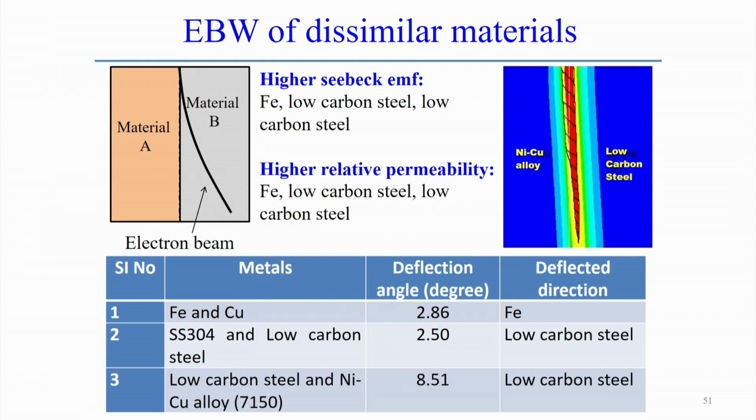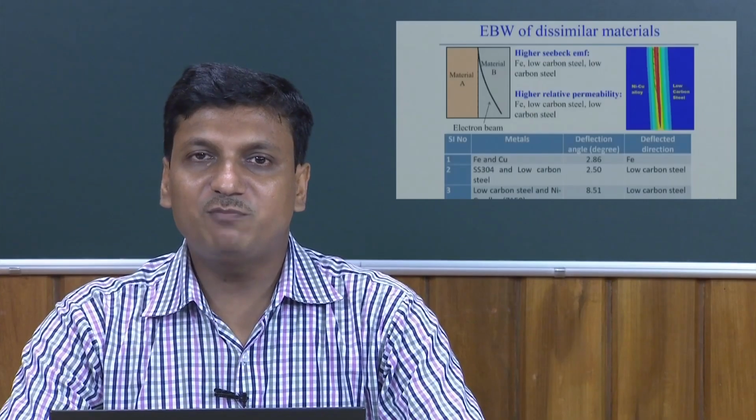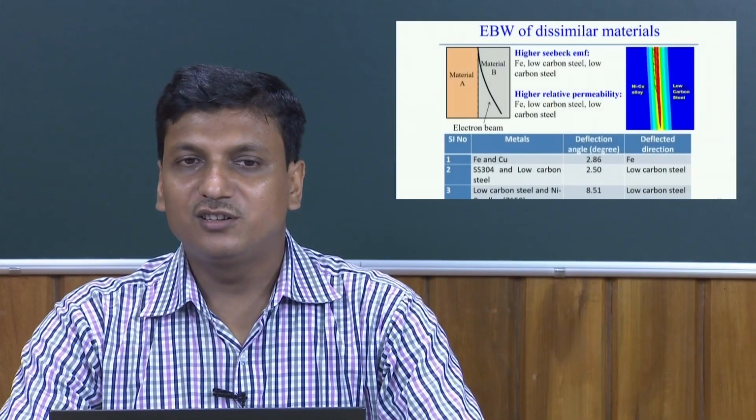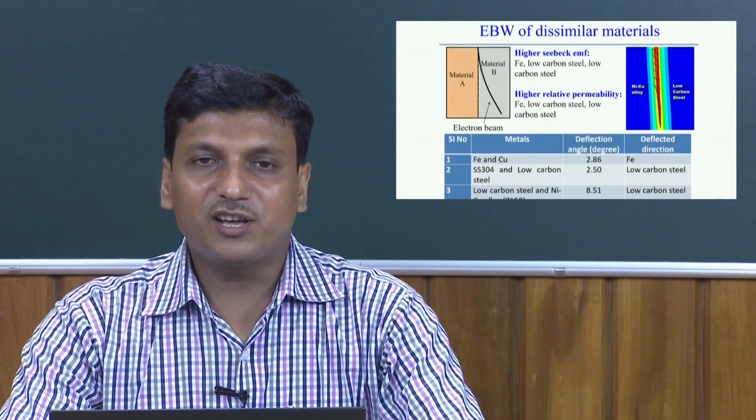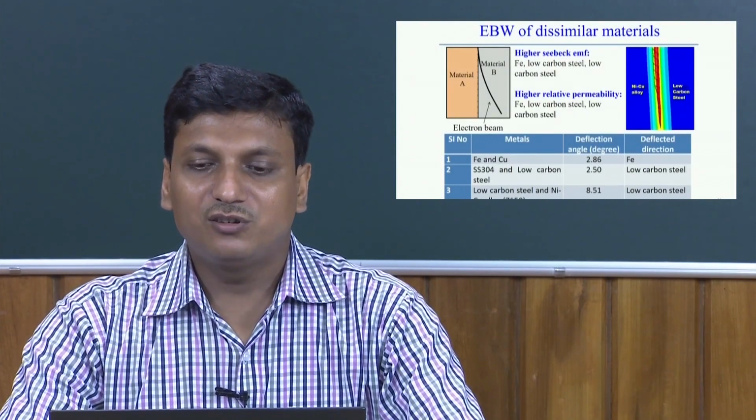Third is the low carbon steel and the nickel copper alloy. In this case we estimated the deflection angle is very high, around 8.5 degree, as compared to the other combinations of materials. But in this case also the beam will be deflected towards the low carbon steel. So, material A should be the nickel copper alloy and material B should be the low carbon steel.